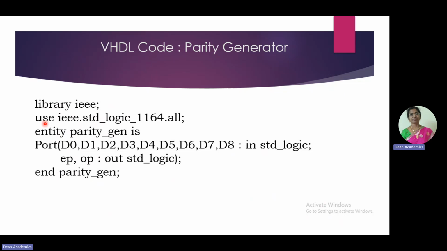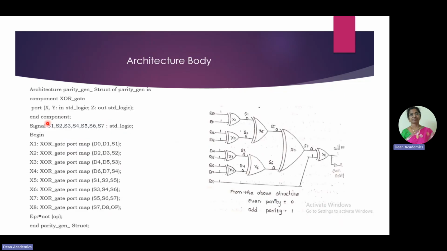When we write architecture body, we can write in different styles of modeling, and here I have considered the structural style of modeling. For convenience sake, I am using this logic diagram here. You can write the data flow style and also behavioral style. We are following now the structural style. Architecture, parity generator structural style is the name we are giving here. You can give any name to the architecture.